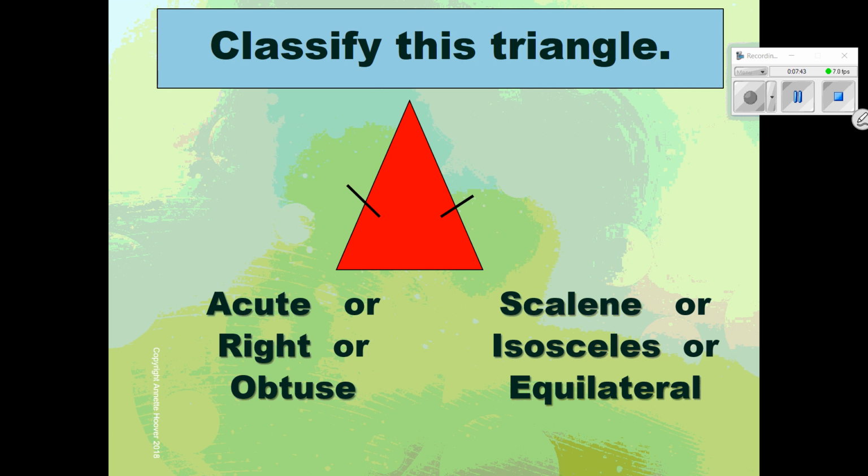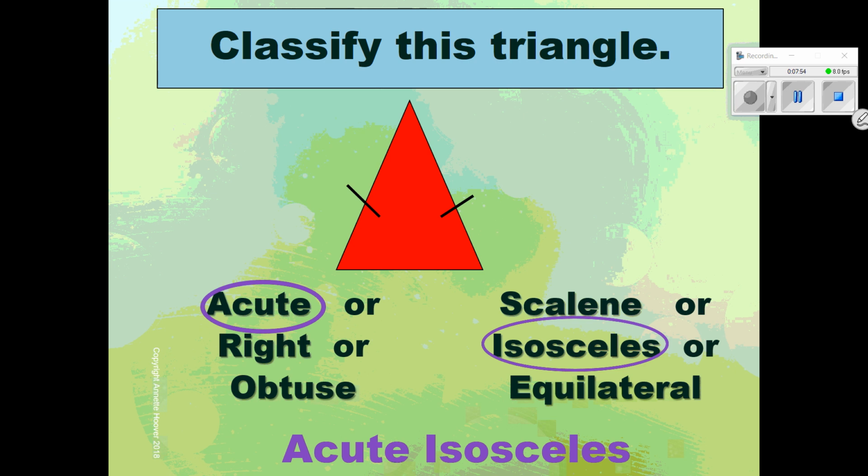Okay, look at the angles. None of them are greater than 90, so that's going to be acute. You have two sides the same, so that's going to be isosceles. So we call it an acute isosceles triangle.